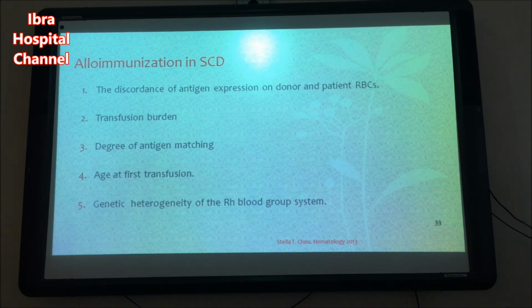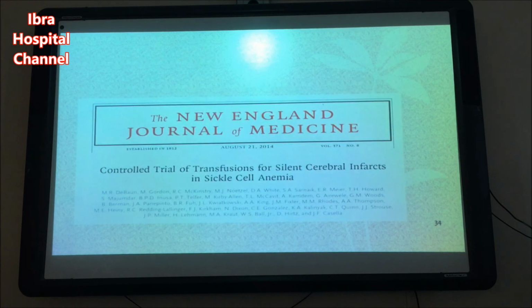Sickle cell patients, we found out that they have very specific gene mutations in their antigens, and that exposes them to more risk of antibodies. There are many trials talking about silent cerebral infarcts. Now, we know that sickle cell causes strokes, but they found out even those patients who have no risk for stroke do poorly at school.